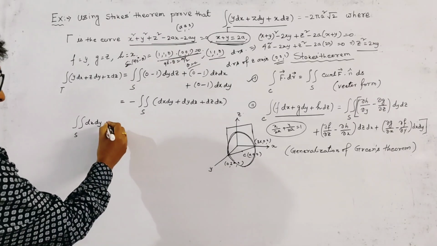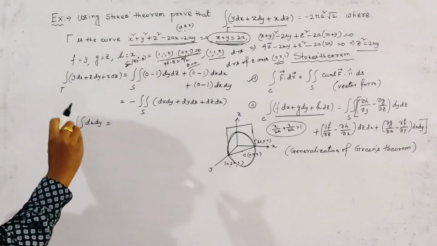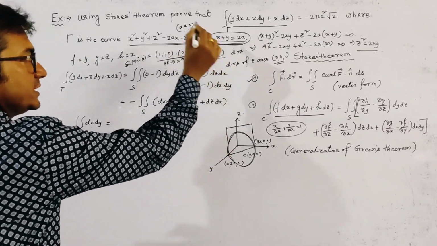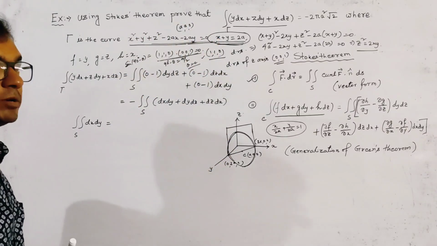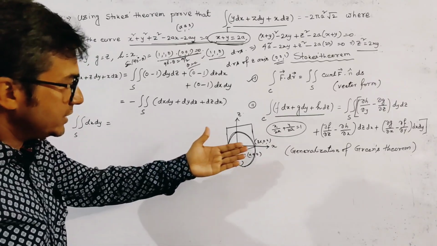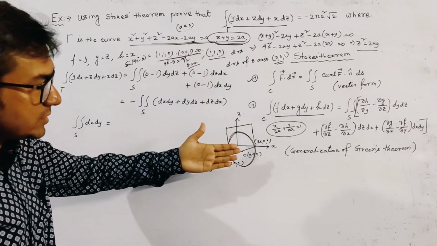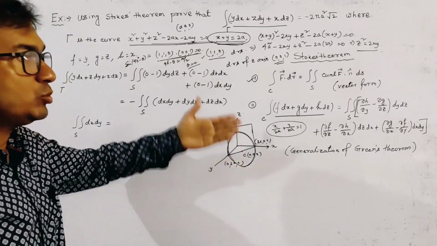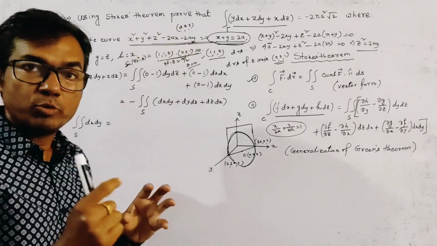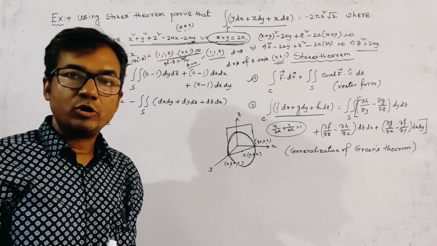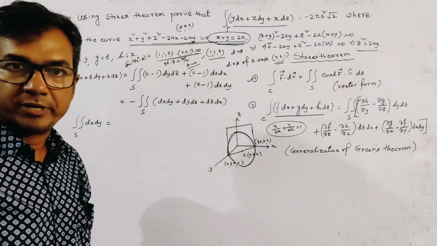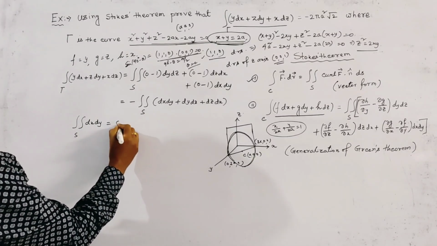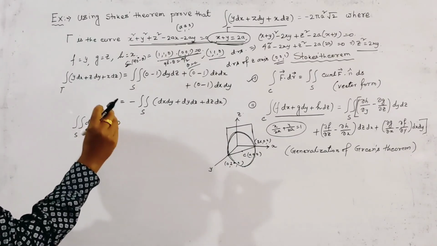The value of this integration is the projection of this surface, that is the surface of intersection, on the xy plane. Clearly, since this surface is a circle parallel to the z-axis, it has no projection on the xy plane because it is perpendicular to the xy plane, right? Hence this value is equal to 0.